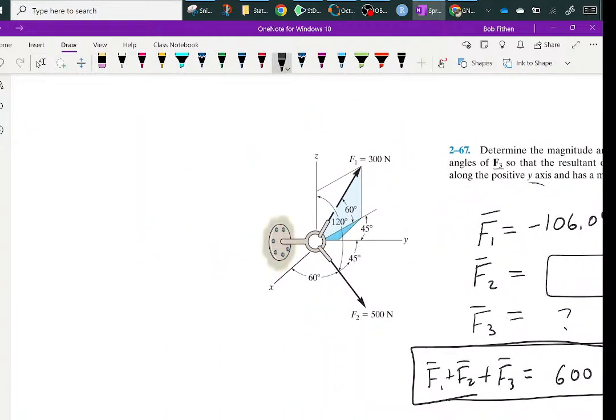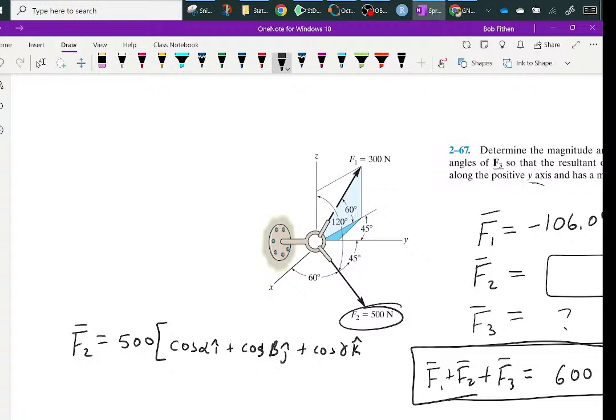Well, we're given the cosine direction angles right here. So if I look at this, F2 is going to be equal to 500, right? So it's 500 times cosine of alpha i plus cosine of beta j plus cosine of gamma k. Now, what are those angles? Alpha is the angle between the x-coordinate and the vector itself. So that's a 60.